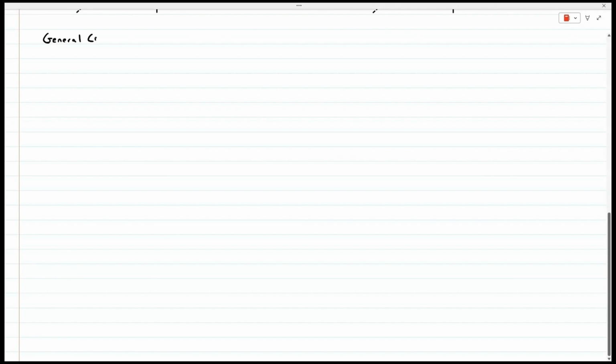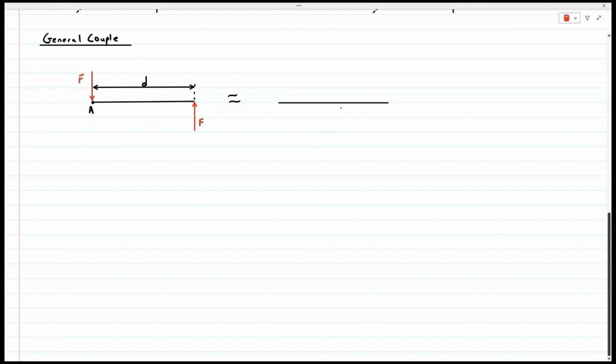So the general idea of a couple is that if you have equal but opposite forces placed at a distance d apart, the couple equivalent to that system is equal to the product of the force and the distance. And this can be easily seen if you take a moment about point A in the first system, you get F times d, and it's counterclockwise. And that's the same as the magnitude of the moment and direction on the right-hand side system.